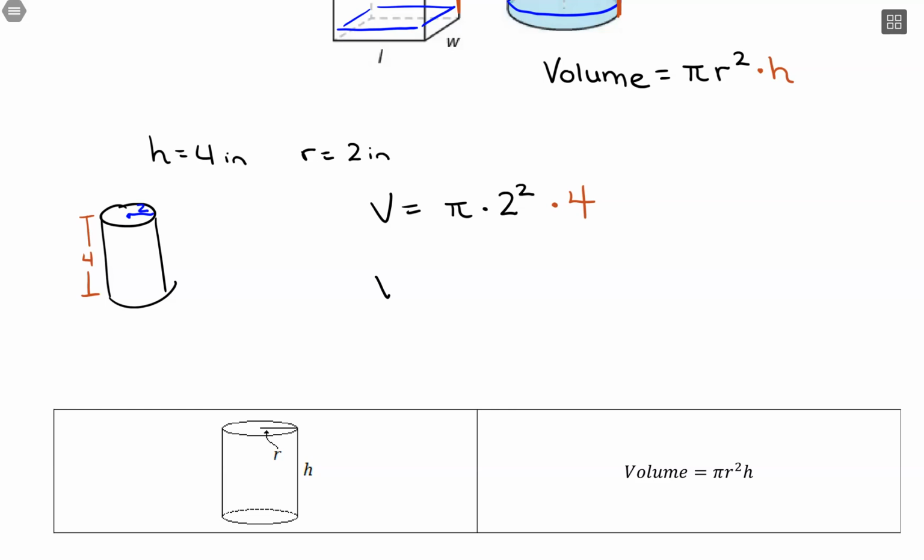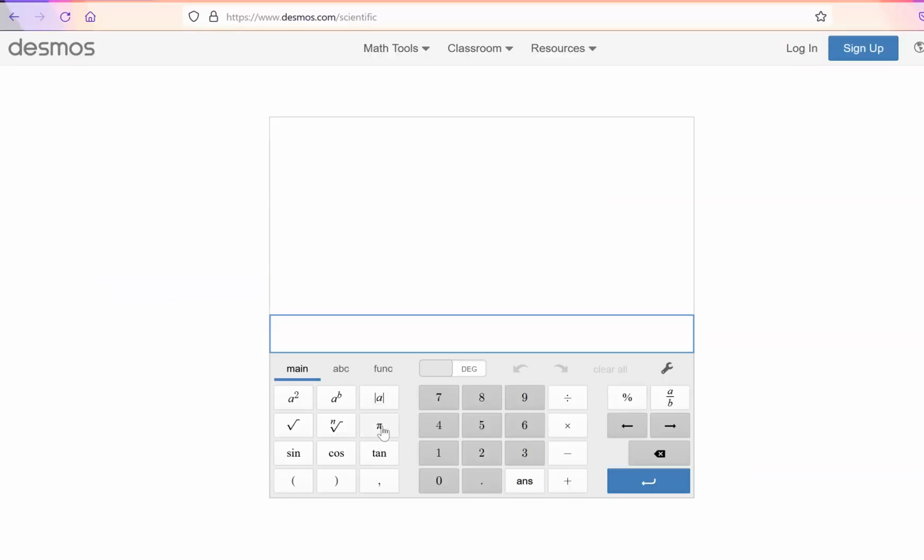If we plug that into a calculator, we should get 50.27 inches, and our units here are cubed, because we're thinking in terms of cubes now with volume. Sorry, let me just show you that plugged into a calculator. So we'd have pi times r squared times height, and there's our 50.27.